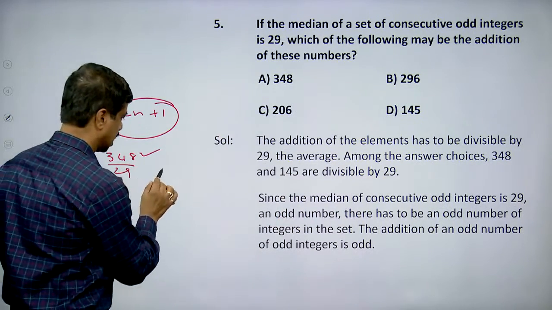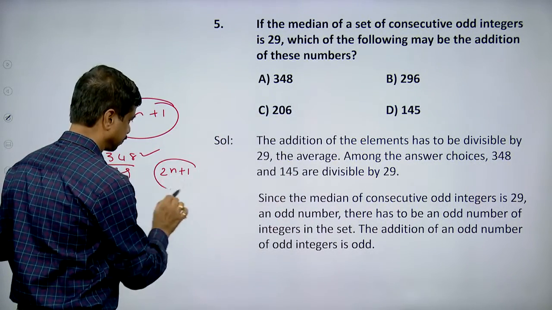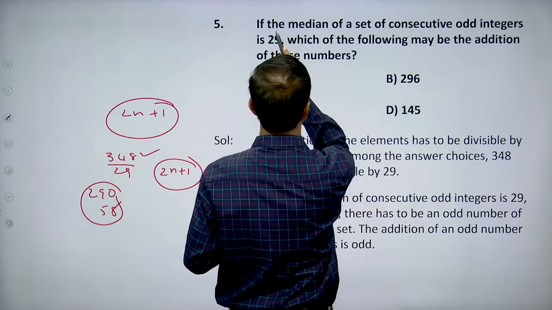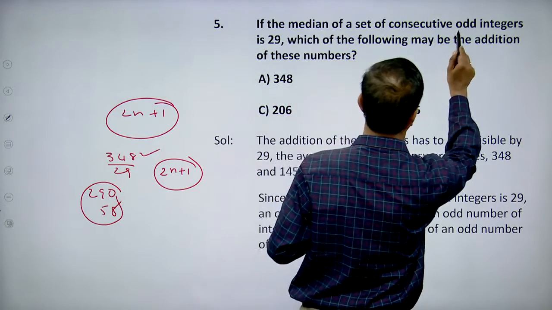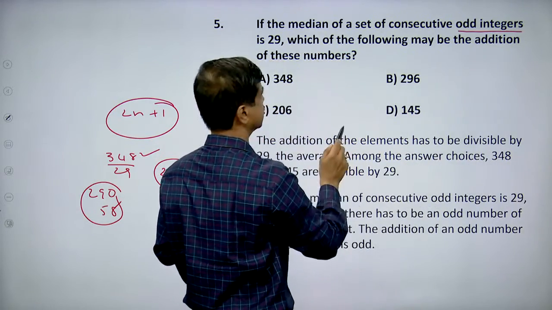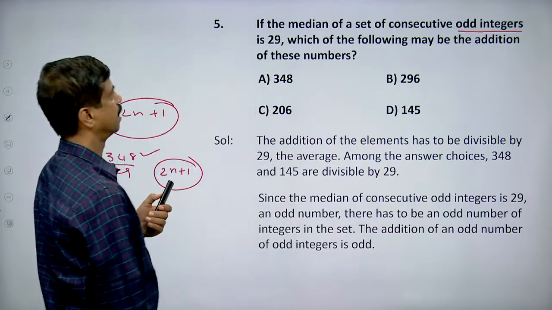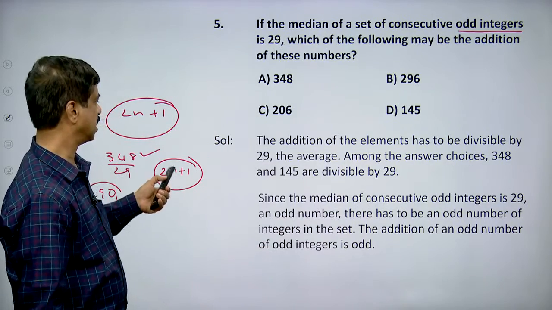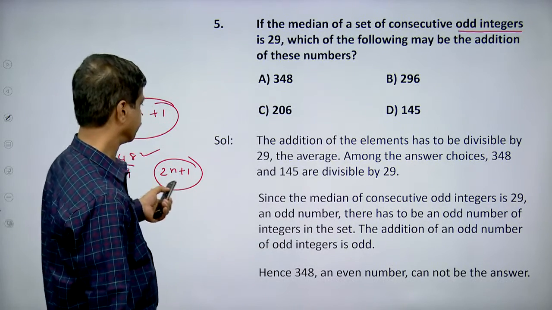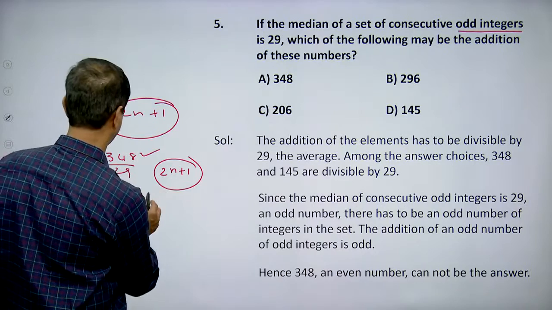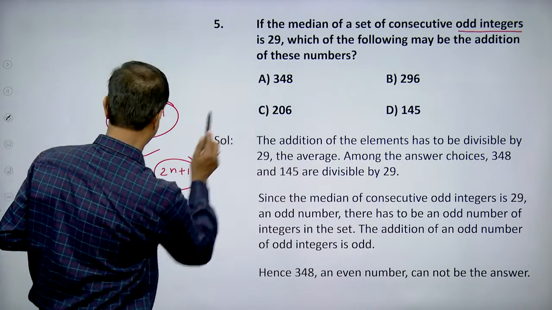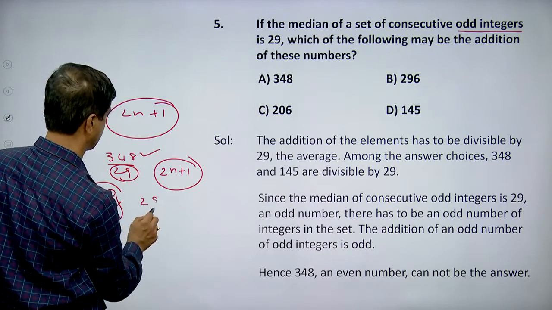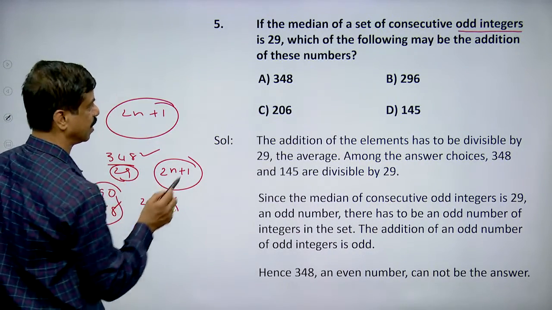See, look at this children, there are 2n plus 1 terms. Which of the following may be the addition of these numbers, if the median of a set of consecutive odd integers is 29? A set of consecutive odd integers, so an odd number of terms and odd numbers should be there. Therefore 348 is also divisible by 29, we got it here. Then let us check 296, it is not divisible by 29.